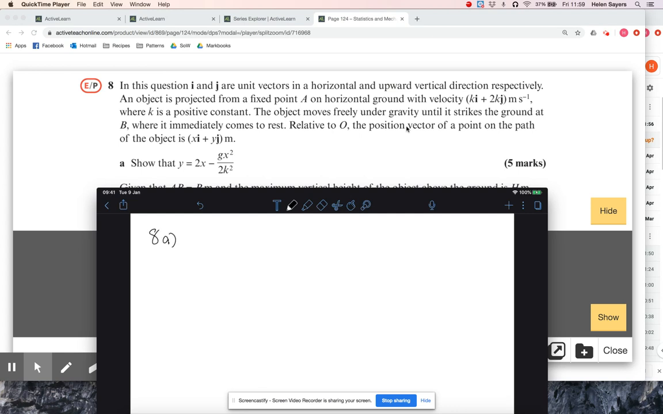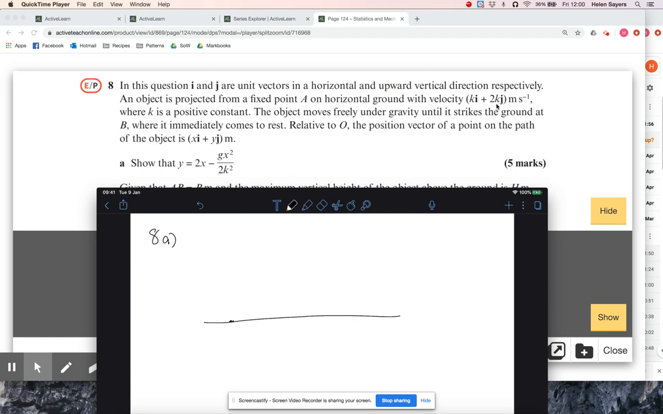Okay, so an object is projected from a fixed point A on the ground, with a velocity ki plus 2j. So positive i is to the right and positive j is upwards. And basically, initially it's travelling upwards with twice the velocity it's travelling to the right. So we're not given the actual velocity, but if that's k, then that's 2k. So let's try and draw it roughly to scale.